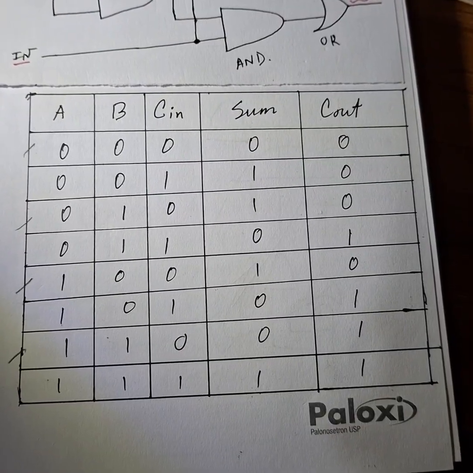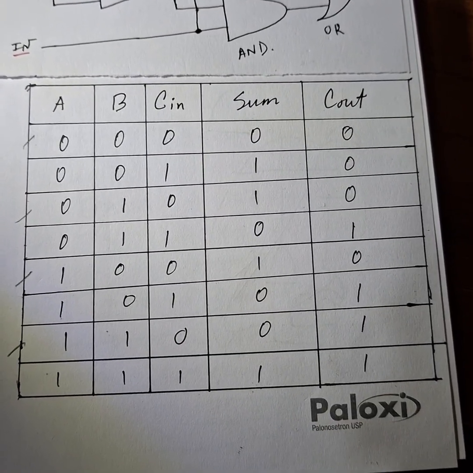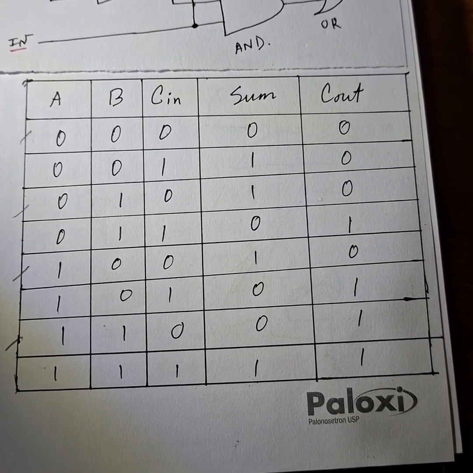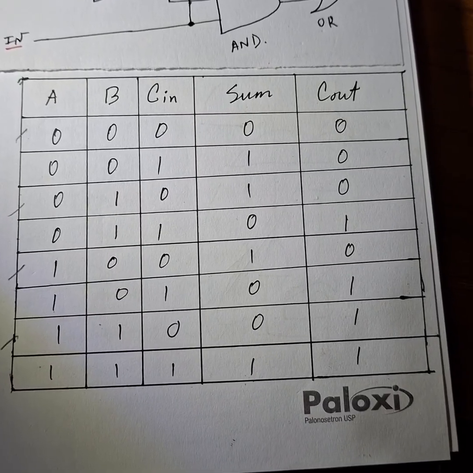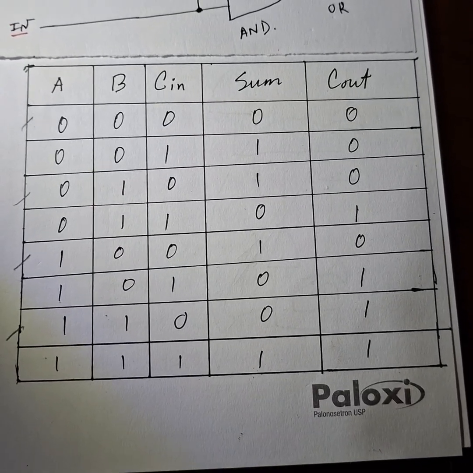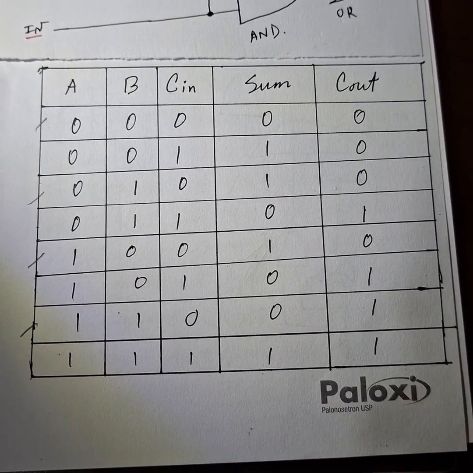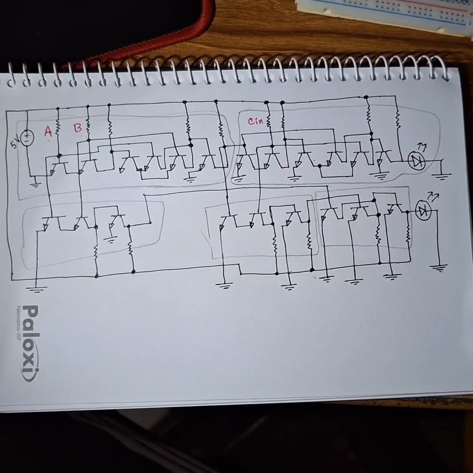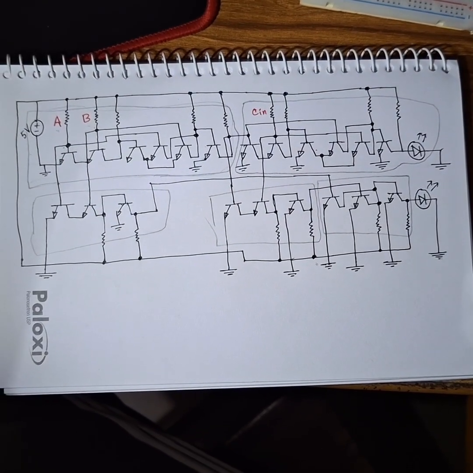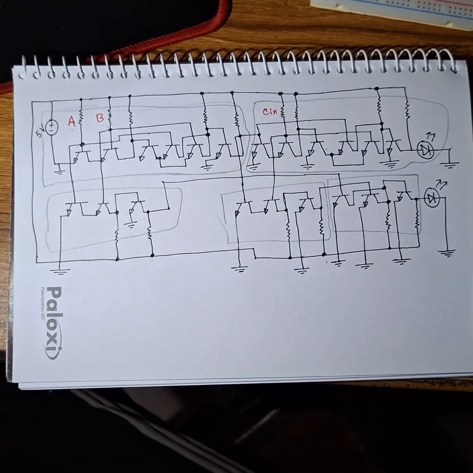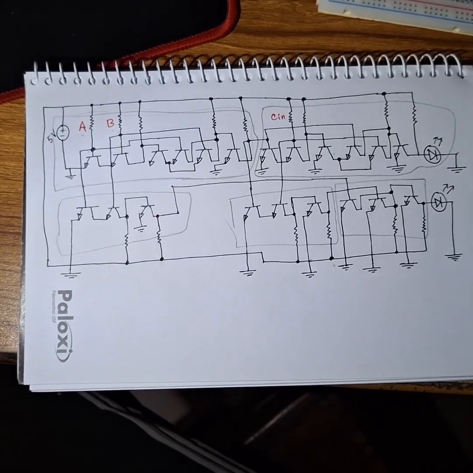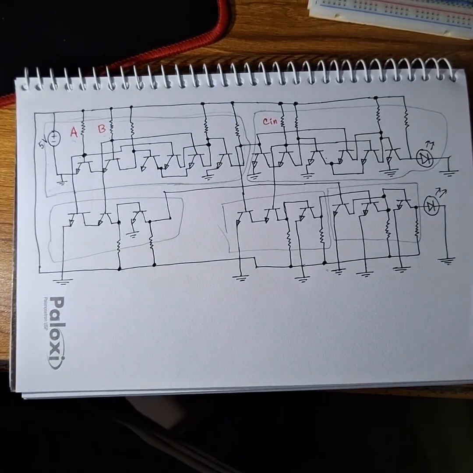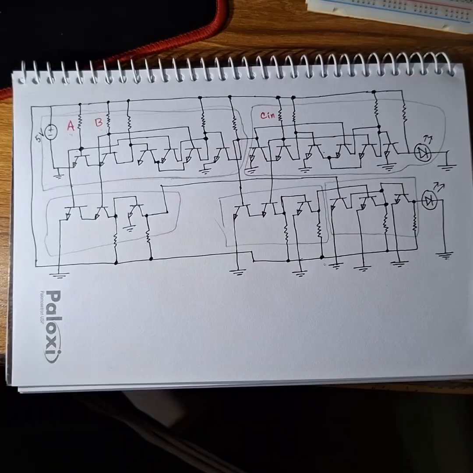So now look at our truth table, and we will check if the truth table is working or not in our circuit connection. So let's first look at our circuit connection. This is our circuit connection using only transistors for our full adder. So here we have basically done 4 gates.